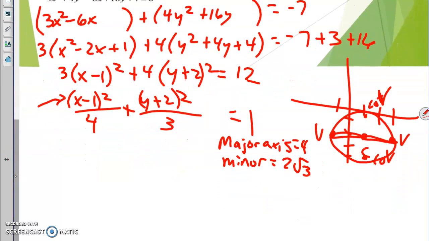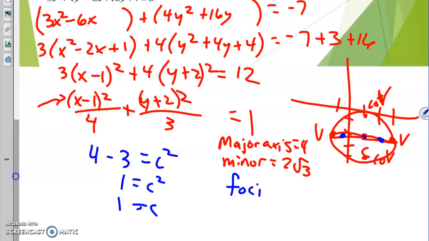We do have to find the foci, and the foci, again, are distance c from the center. So let's take a squared minus b squared, and that's going to be equal to c squared. And so I get 1 equals c squared, and c must be 1. So my foci must be distance 1 on either side of my center. So I'm going to put my foci at (0, -2), and I'm going to put my other one at (2, -2).